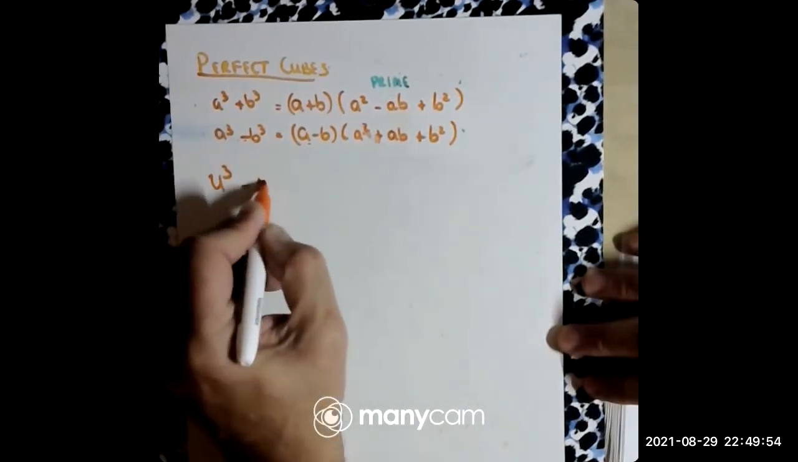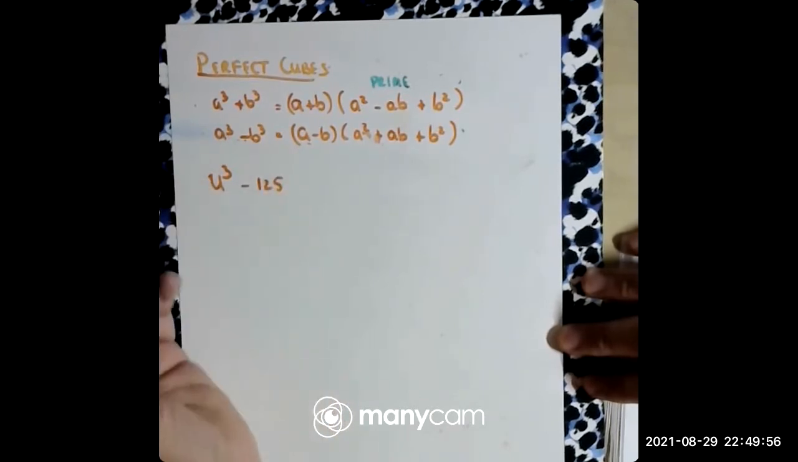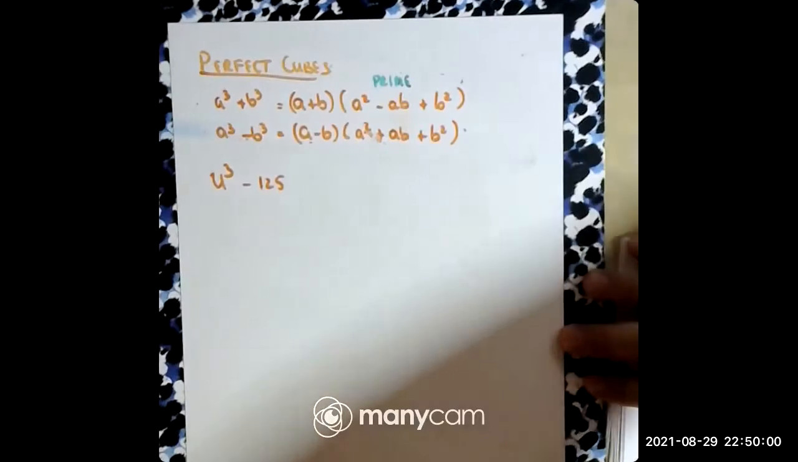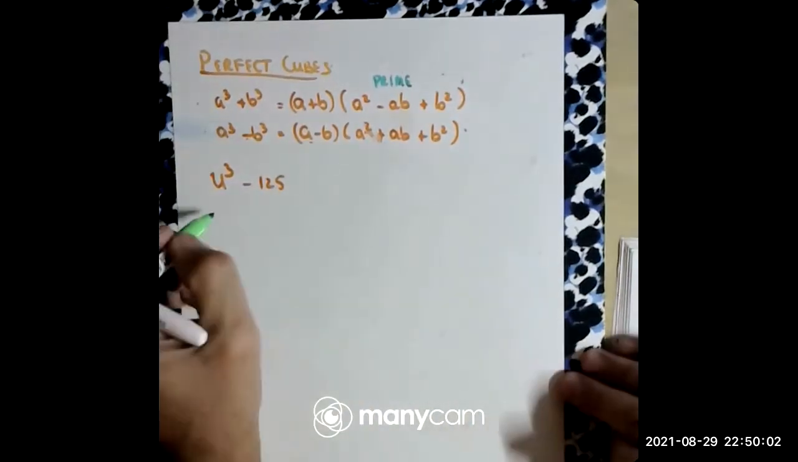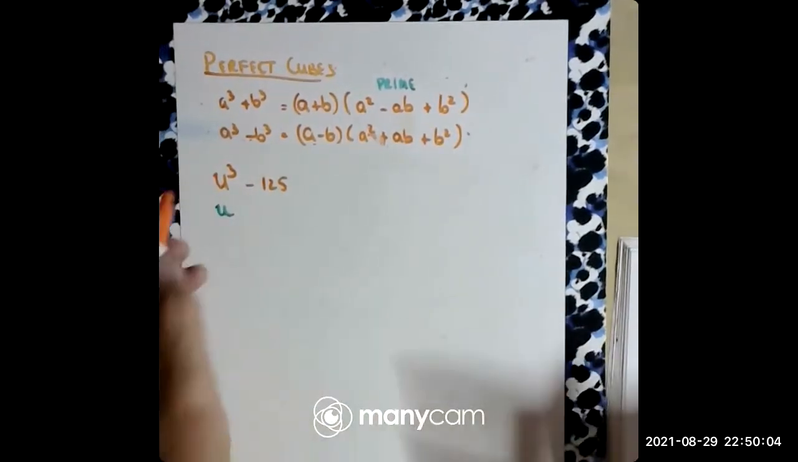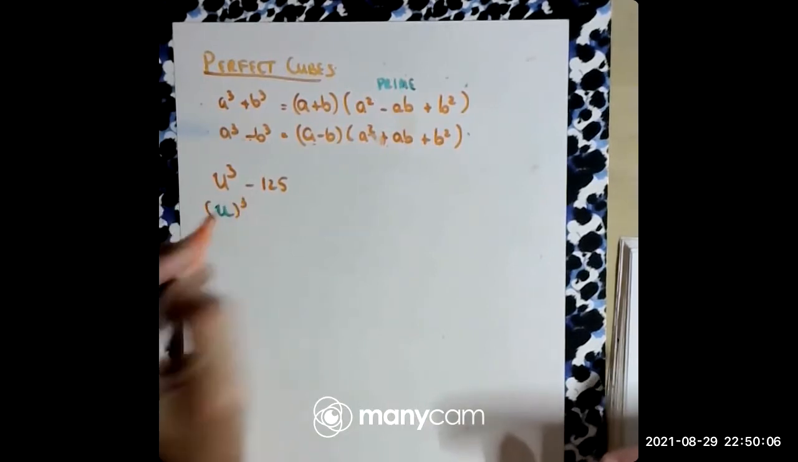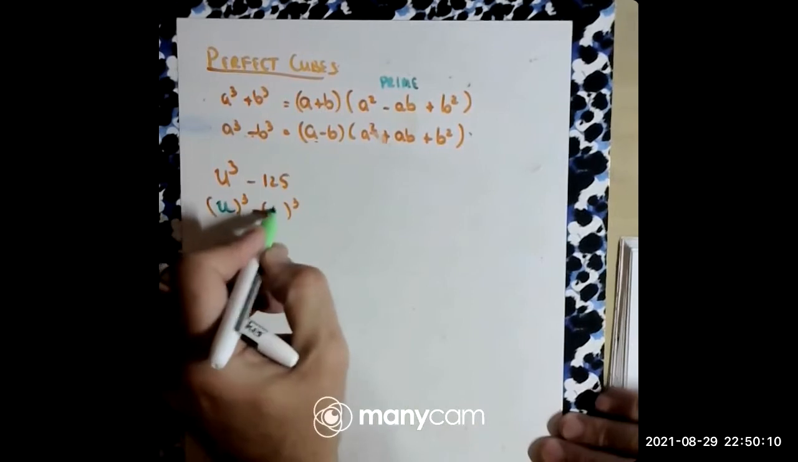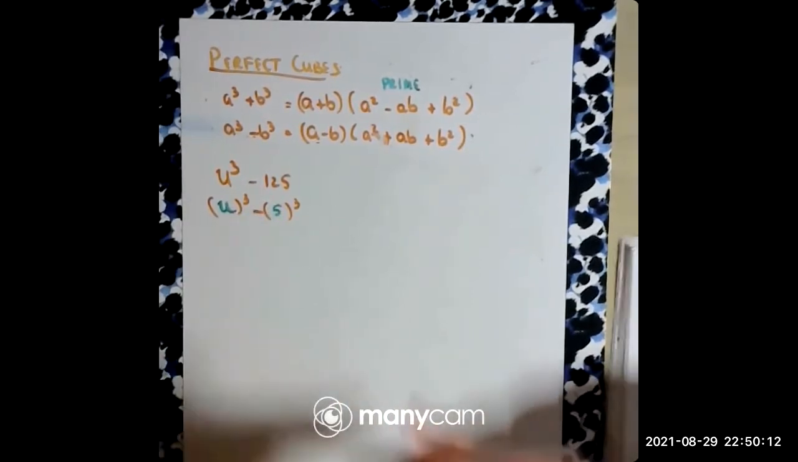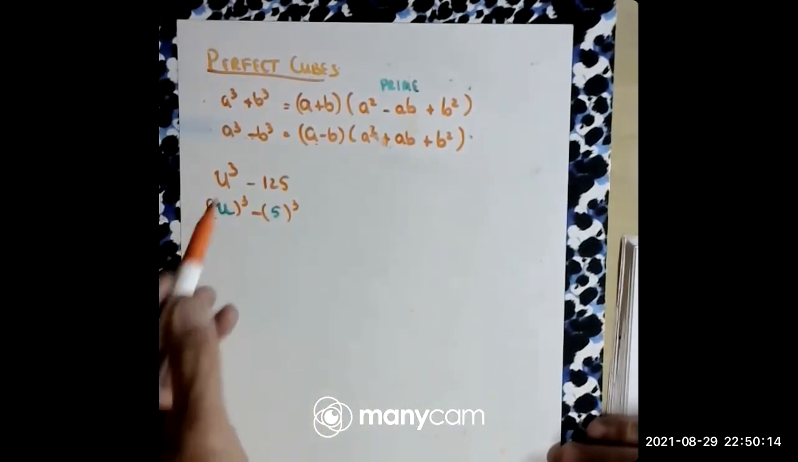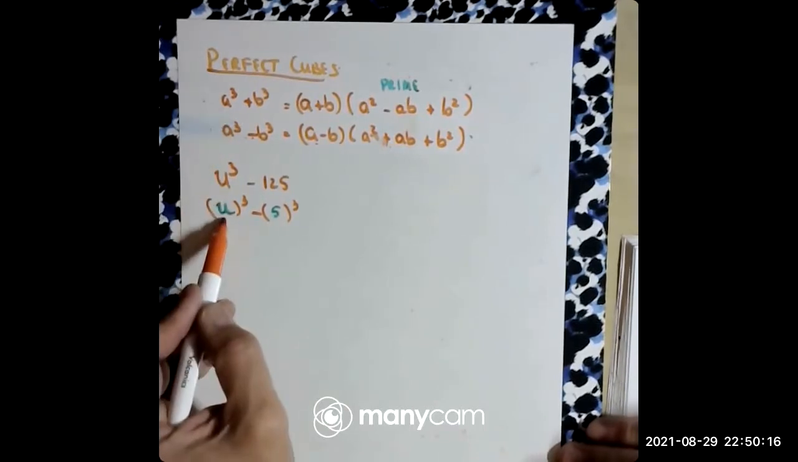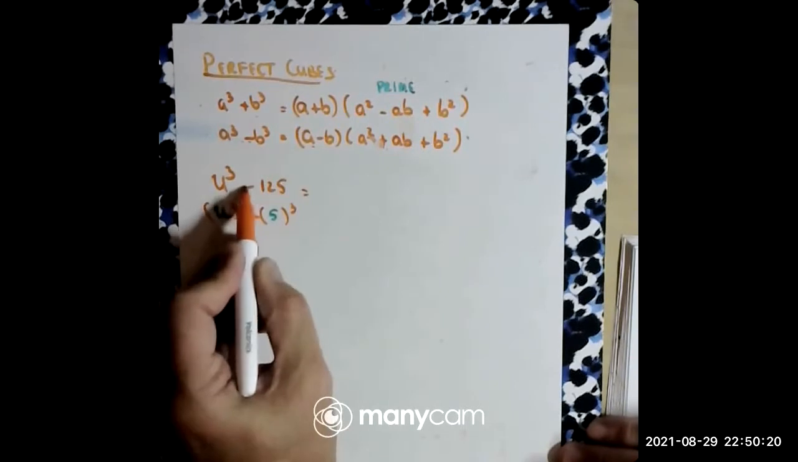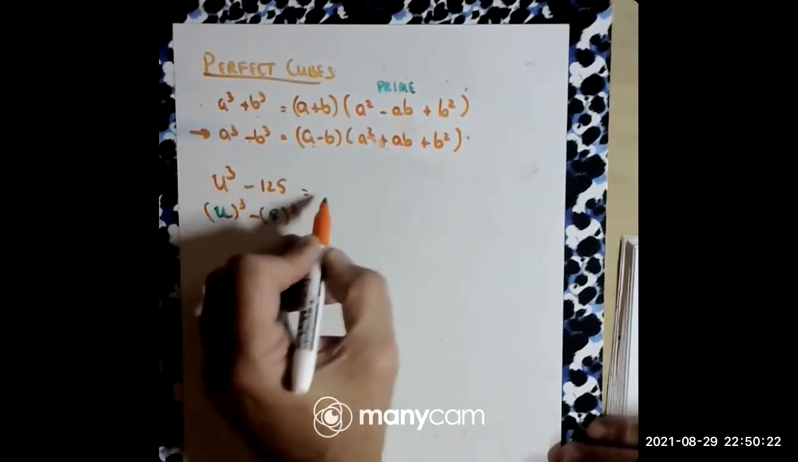u cubed minus 125. Of course, as long as we recognize that u cubed is the same thing as u cubed, and 125 is the same thing as 5 cubed. So now we recognize this is a difference of cubes. Using the formula, a will be u, b will be 5. And this is minus, so we will follow this pattern.